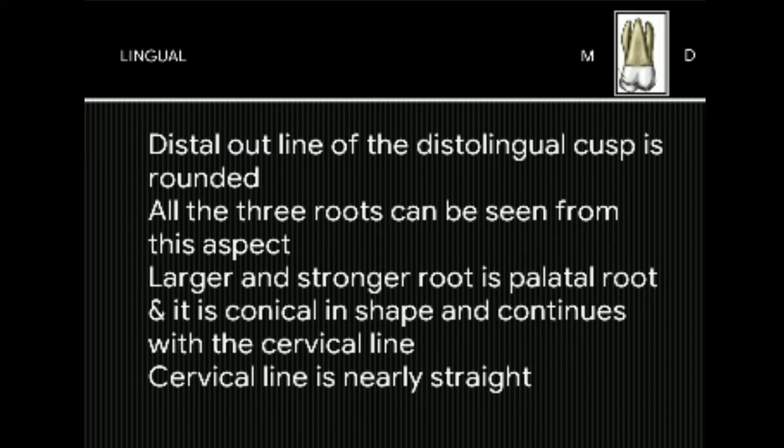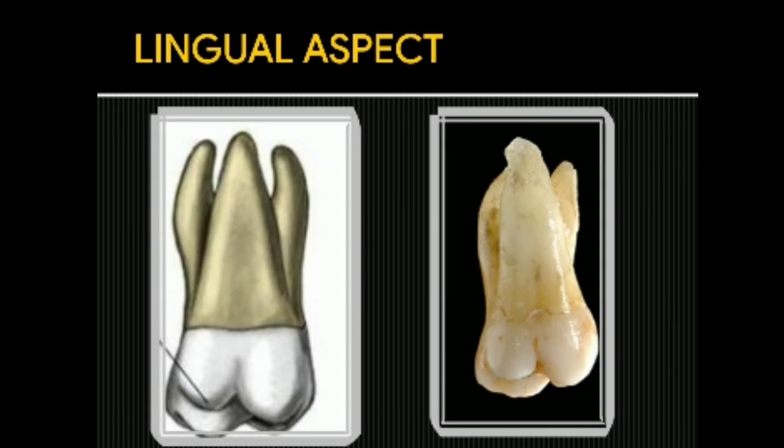Distal outline of the distolingual cusp is rounded. All the 3 roots can be seen from this aspect. Larger and stronger root is the palatal root, and it is conical in shape and continuous with the cervical line. Cervical line is nearly straight. This is the lingual aspect of the molar.